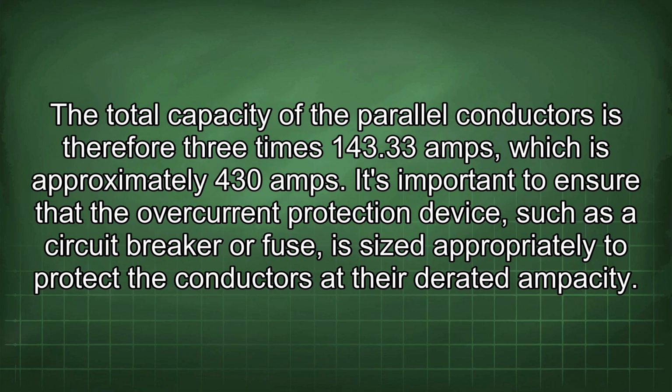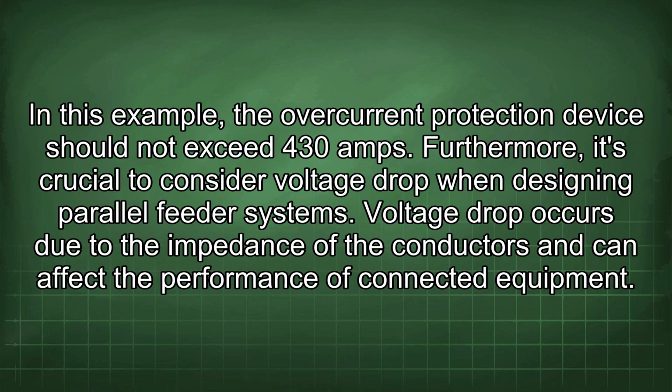The total capacity of the parallel conductors is therefore 3 times 143.33 amps, which is approximately 430 amps. It's important to ensure that the overcurrent protection device, such as a circuit breaker or fuse, is sized appropriately to protect the conductors at their derated ampacity. In this example, the overcurrent protection device should not exceed 430 amps.